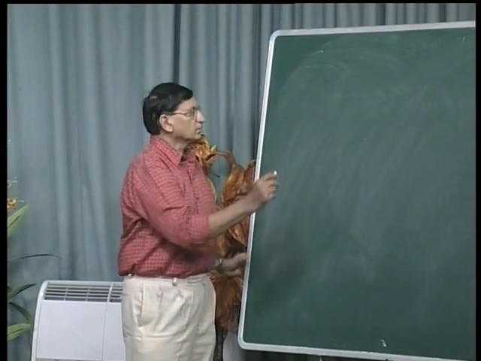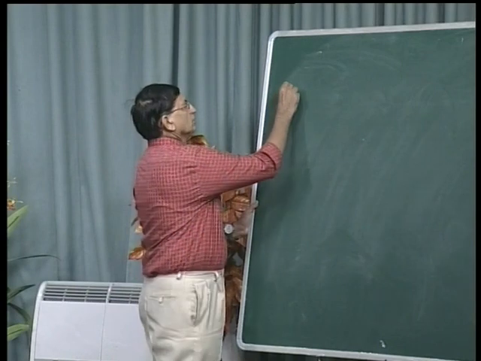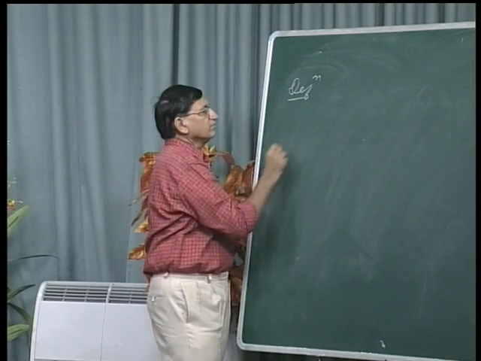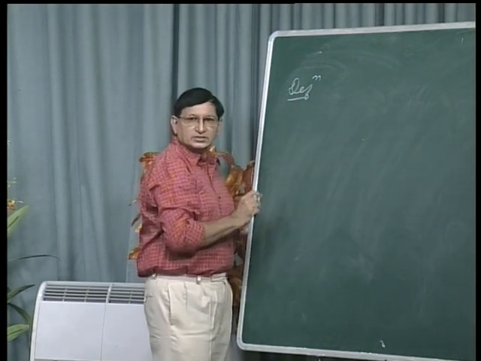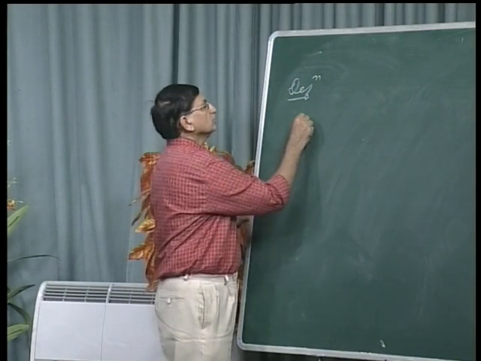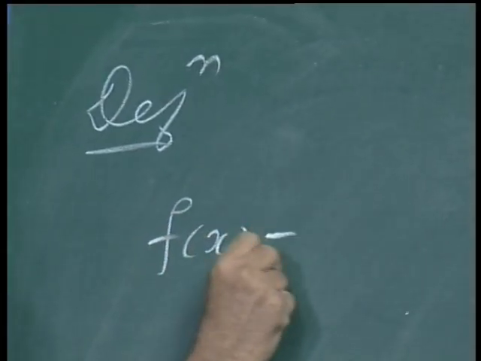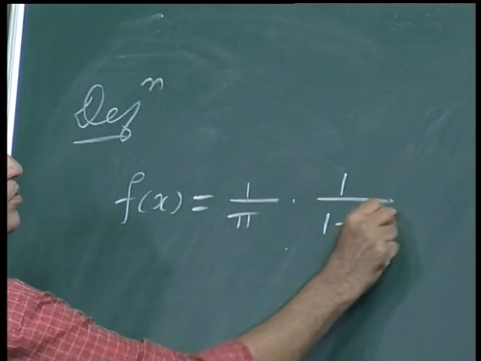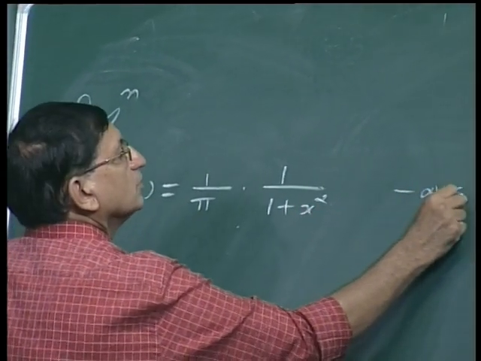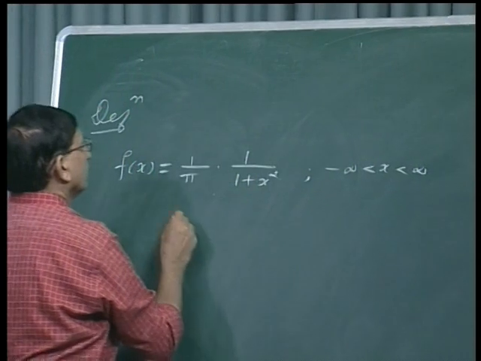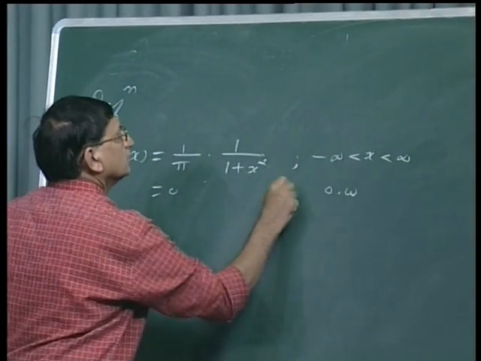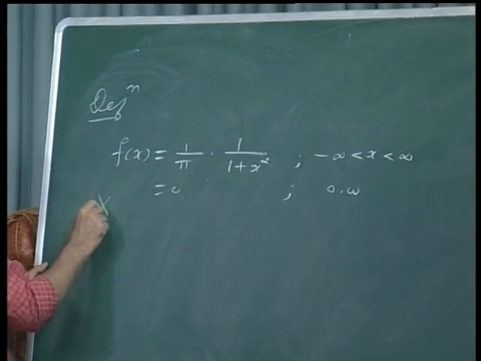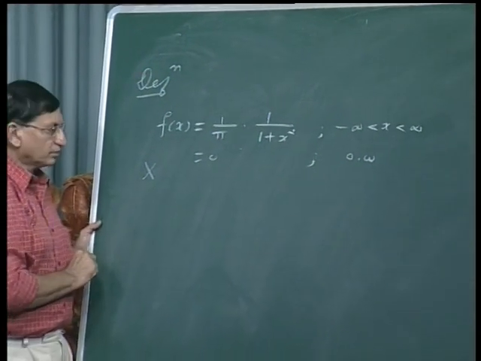Okay friends, first I start with the Cauchy distribution. So first of all we take the definition. A continuous random variable x is said to follow standard Cauchy distribution if its probability function is given by 1 upon pi into 1 upon 1 plus x square, where range of x is from minus infinity to infinity and 0 otherwise. So this is the PDF of standard Cauchy variate, and in that case random variable x is said to be standard Cauchy variate.